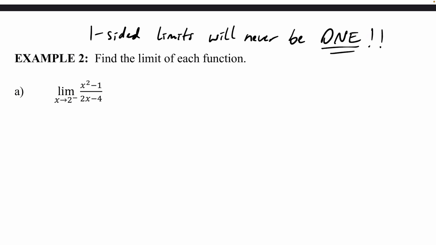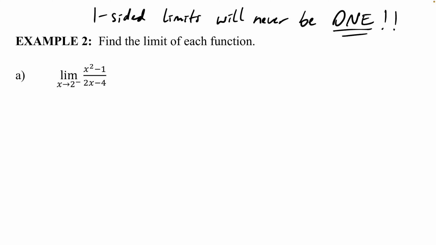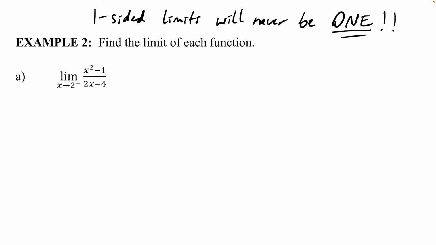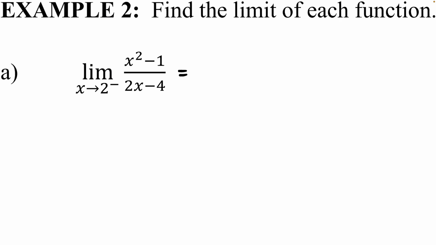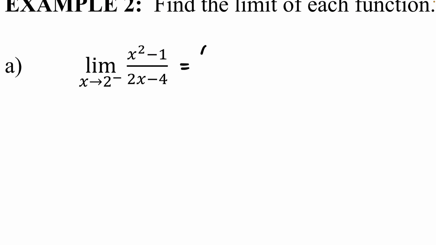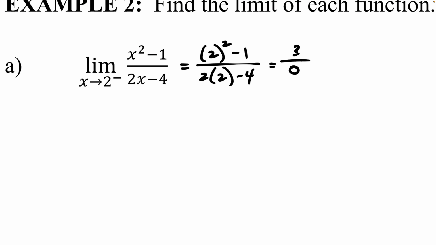Okay, so let's go back to our last set of notes. What's the first thing we always try? What's the first thing we always do if we get a limit problem like this? Plug it in. So let's plug it in. You just plug in 2. Don't worry about the negative or the positive for one-sided limits. Just plug in the 2. So we get 2 squared minus 1, and then we get 2 times 2 minus 4. So what do we get? 3 on top and 0 on bottom.